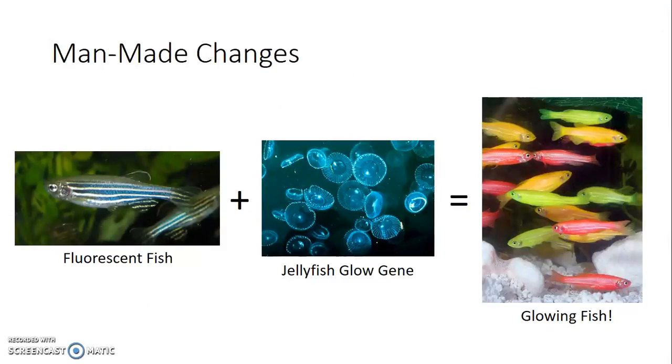Sometimes we can make man-made changes and mutations. So for example, one change that we have done is we took this fish, this is a naturally fluorescent fish, and we took a gene from the jellyfish that makes the jellyfish glow, and we inserted it into the fluorescent fish, and we created glowing fish.